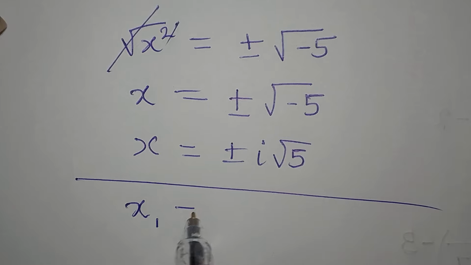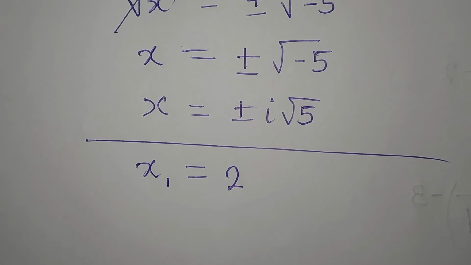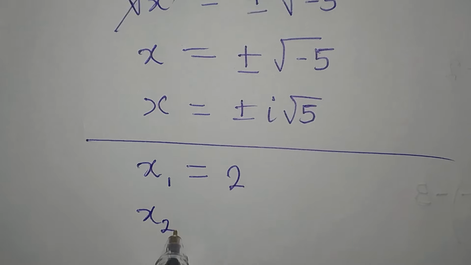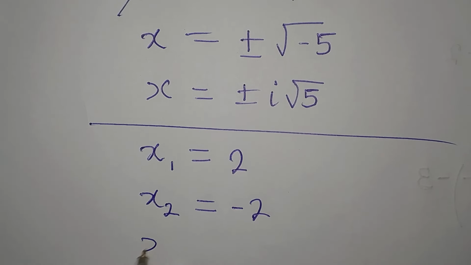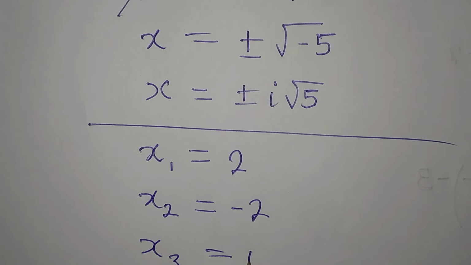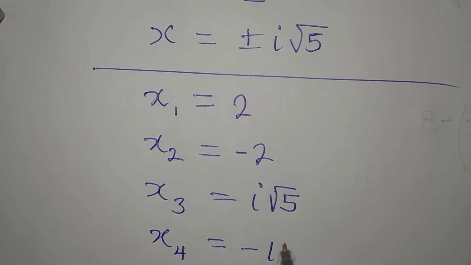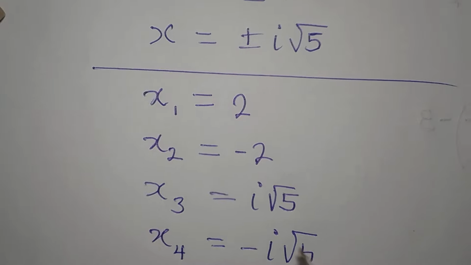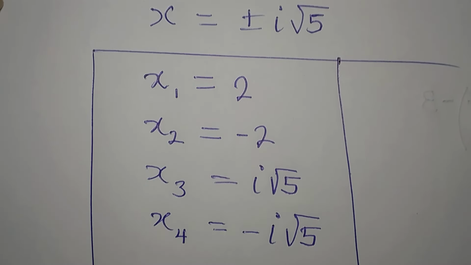Now, let's get the four solutions together. x1 is plus 2, the first one that we got. Then our x2 is minus 2. Then x3 is from here, that is positive i root 5. Then x4 is equal to negative i root 5. So these are the four solutions to the equation.